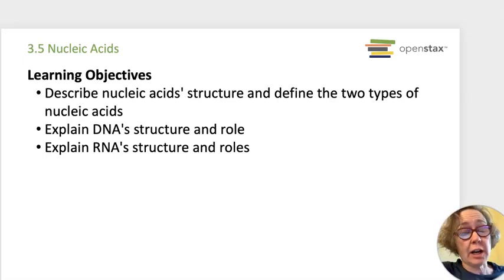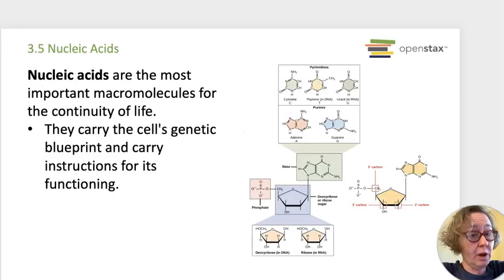Okay, let's talk about nucleic acids. So we're going way back in the book to chapter 3. We're looking at chapter 3.5, which is specifically about nucleic acids. And after this chapter, you should be able to describe the structure and the two types of nucleic acids, DNA and RNA. You should also be able to explain DNA and RNA's roles and structures and the difference between the two of them. Okay, let's jump in.